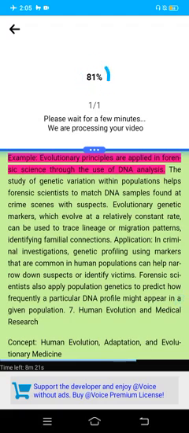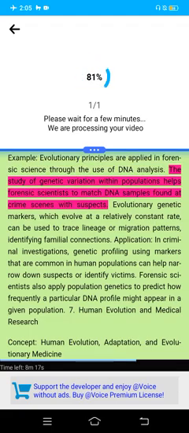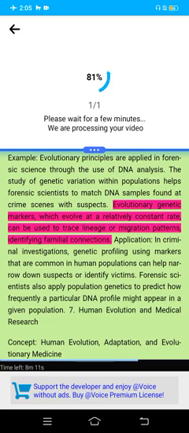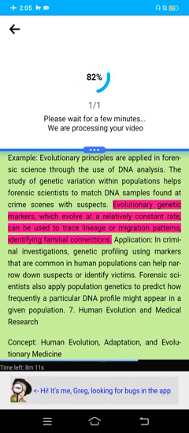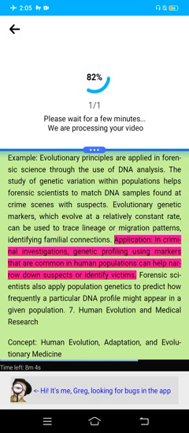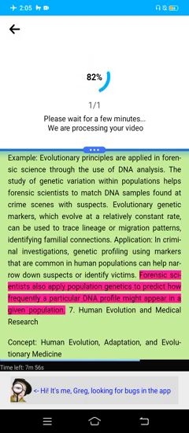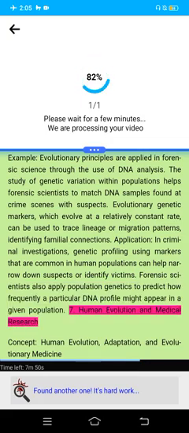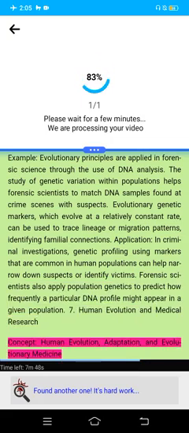Example. Evolutionary principles are applied in forensic science through the use of DNA analysis. Study of genetic variation within populations helps forensic scientists to match DNA samples found at crime scenes with suspects. Evolutionary genetic markers, which evolve at a relatively constant rate, can be used to trace lineage or migration patterns, identifying familial connections. Application. In criminal investigations, genetic profiling using markers that are common in human populations can help narrow down suspects or identify victims. Scientists also apply population genetics to predict how frequently a particular DNA profile might appear in a given population.